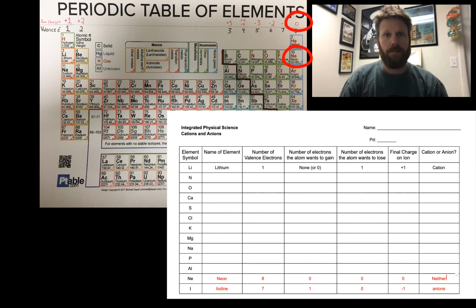The rest of this table is up to you. If you use your periodic table and understand its power, you should be able to fill out this table no problem. If you have any questions, please let me know.